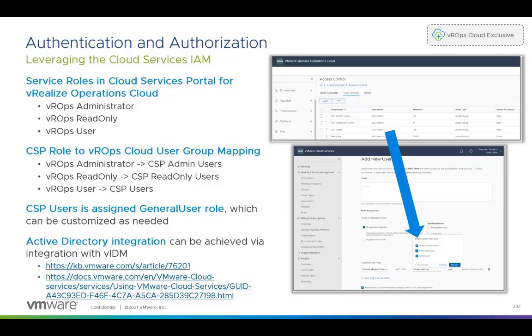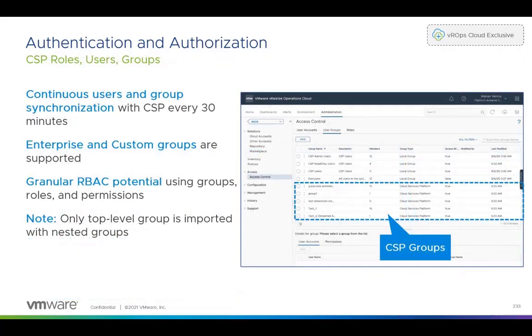Once the customer has logged in, then they can create custom roles in vRealize Operations Cloud and reassign those users to those new roles. But this is how the initial mapping actually happens. You can integrate Active Directory via IDM. There's a KB article and a link to documentation there on the slide of how to accomplish that, but it can be done.